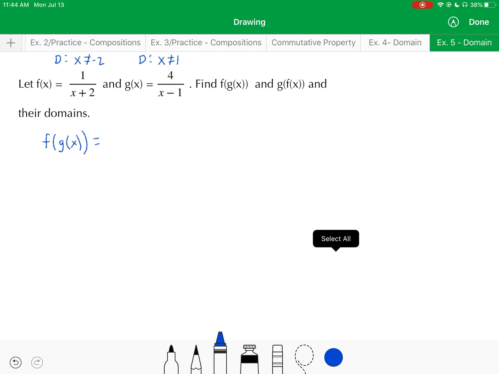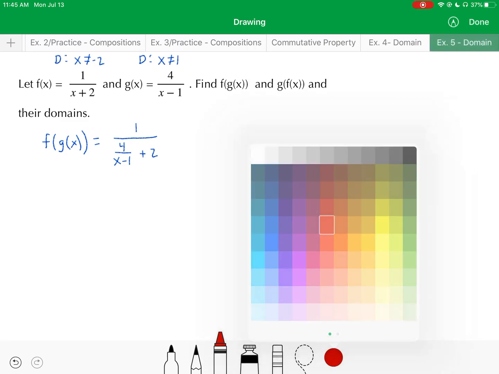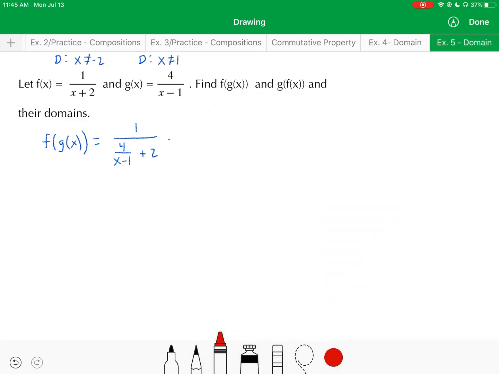That would be 1 over 4 over x minus 1 added with 2. This is a complex fraction, a fraction within a fraction. That's clearly not simplified, so I'm going to clean this up by multiplying by the denominator of that inner fraction on the top and the bottom of the overall larger fraction. Now, I see a lot of algebraic mistakes made here.